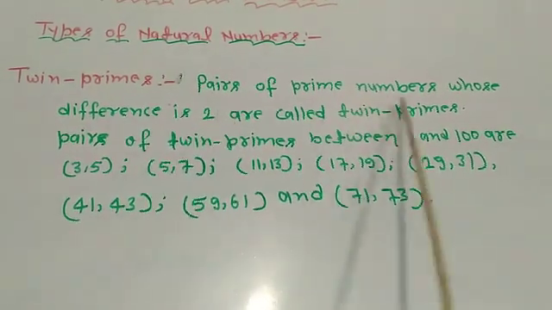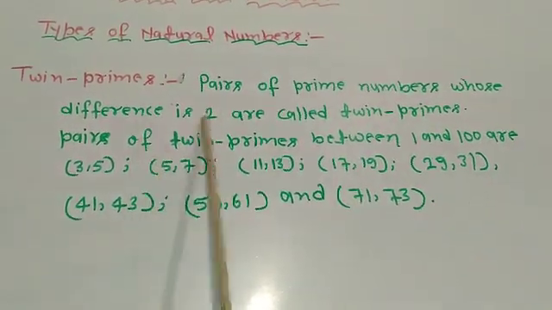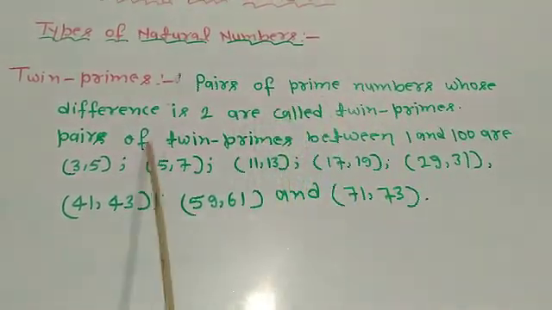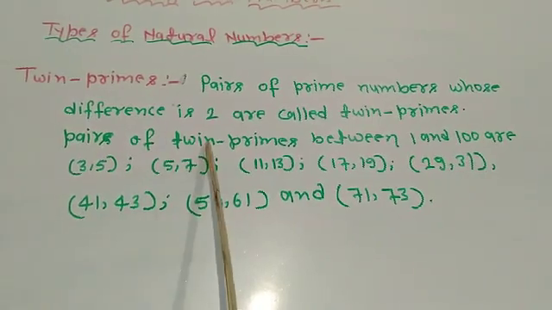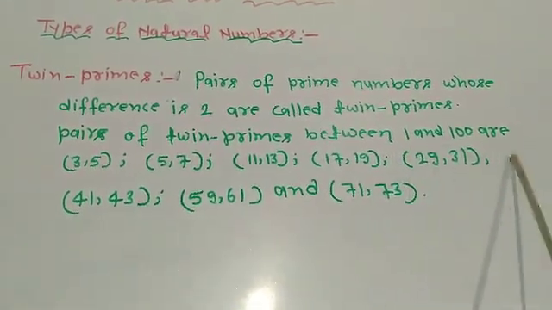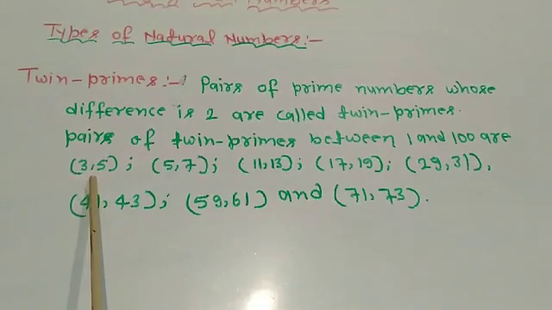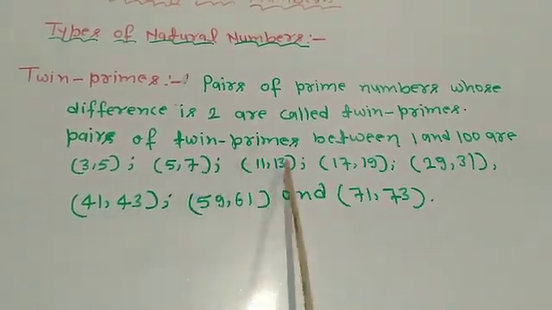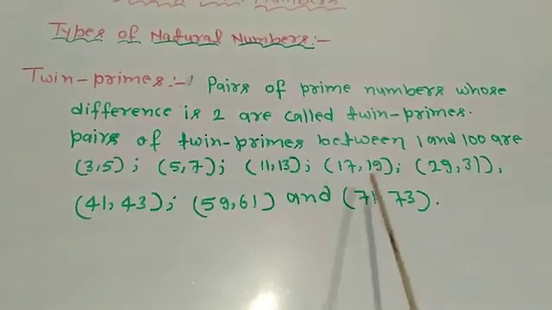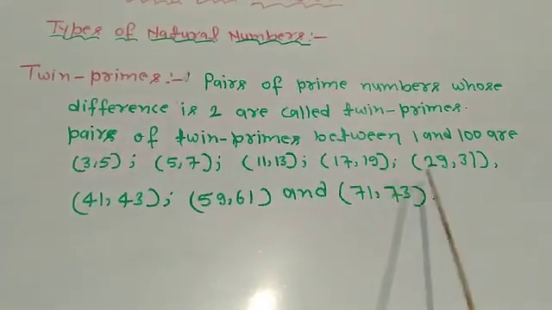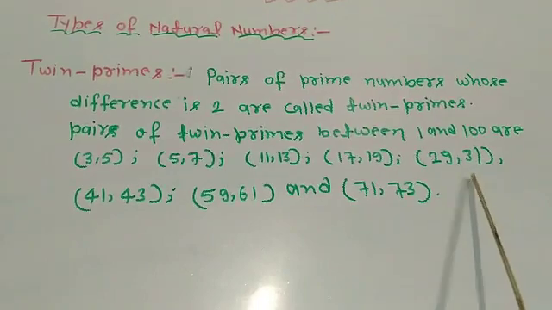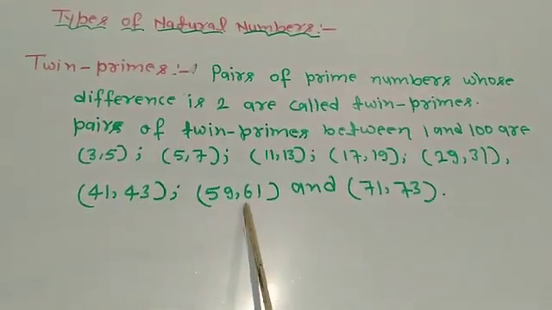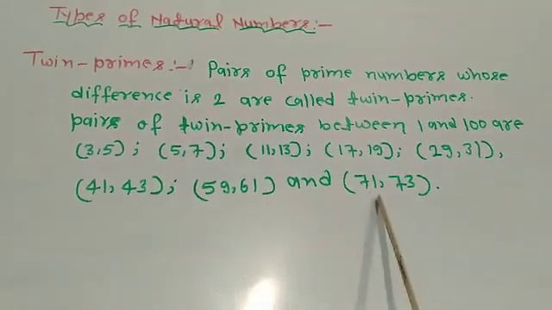A pair of prime numbers whose difference is 2 are called twin primes. Pairs of twin primes between 1 and 100 are 3, 5; 5, 7; 11, 13; 17, 19; 29, 31; 41, 43; 59, 61; 71, 73.